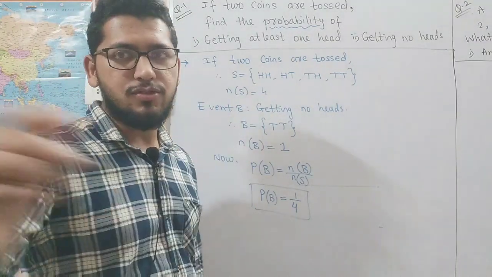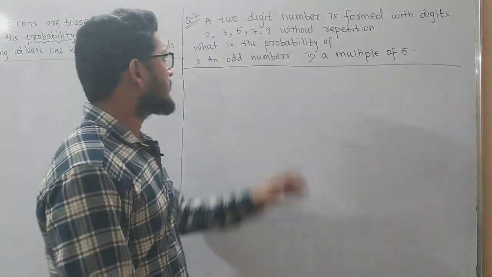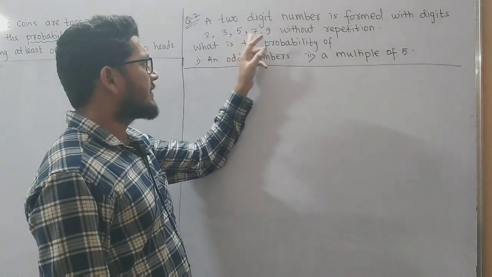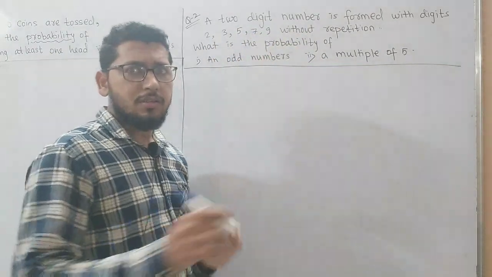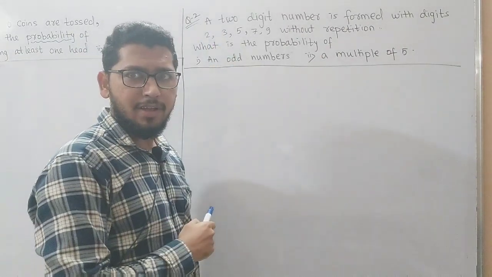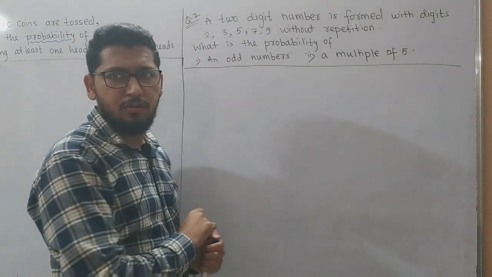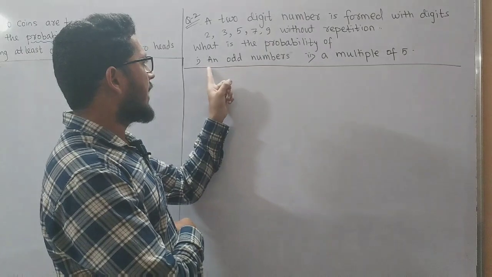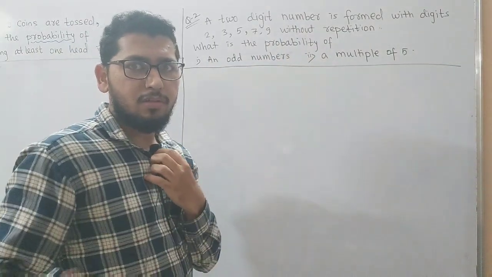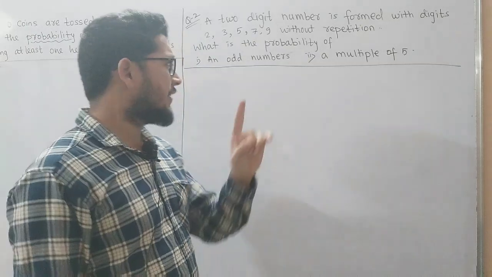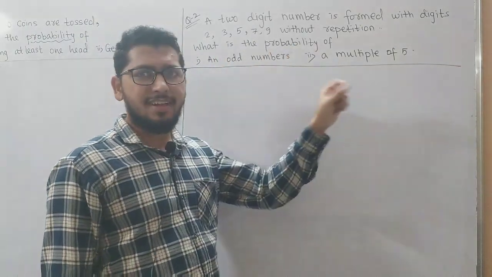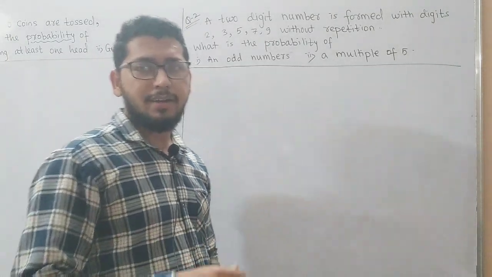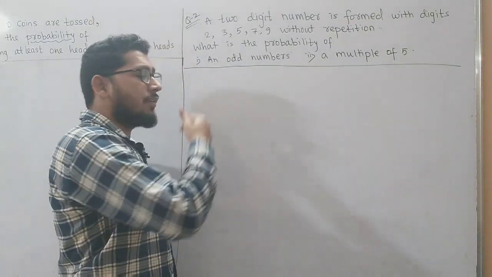Now we'll proceed with the second question. Here a 2-digit number is formed with digits 2, 3, 5, 7, 9 without repetition. So we have to make 2-digit numbers using these digits, without repetition. After that, find the probability of an odd number coming out and of a multiple of 5. So there are 2 events given. For the first event we have to check an odd number, and for the second event we have to check a multiple of 5.